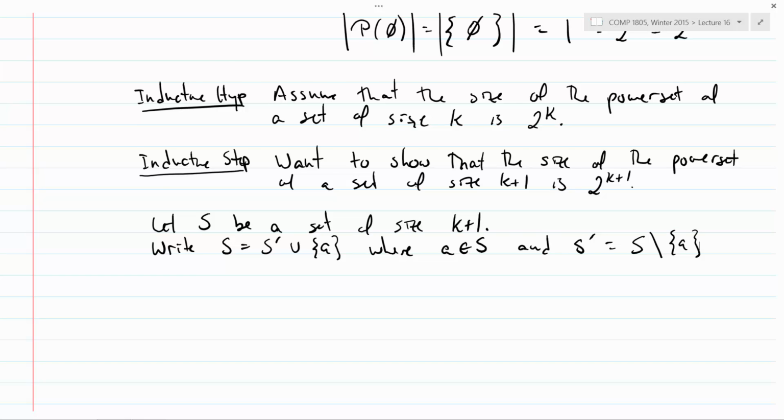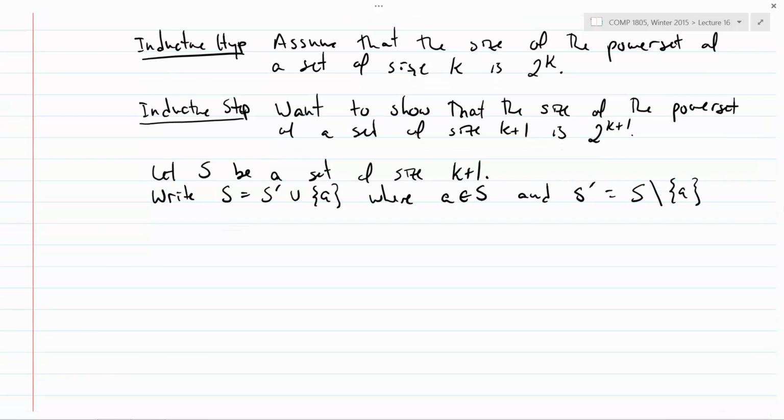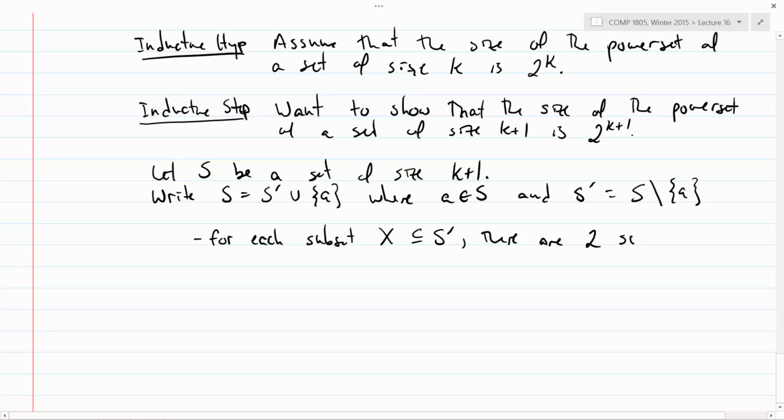All right. So now that I have S prime, I think about what are the subsets I can generate in S. So let's look at the subsets of S prime. We know something about those. So for each subset, let's call it X of S prime, there are 2 subsets of S, right? There's X and X union A.